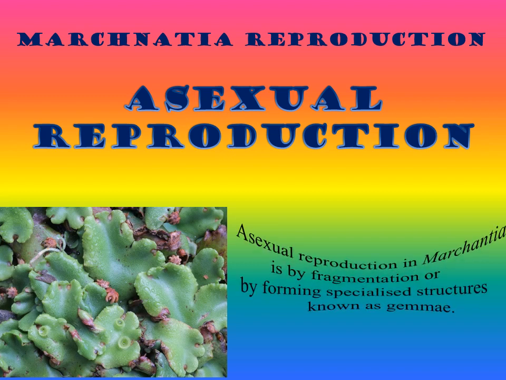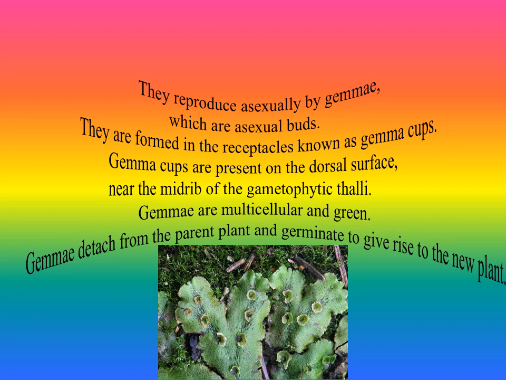So asexual reproduction in Marchantia is by fragmentation or by forming a specialized structure known as gemma. They reproduce asexually by gemma, which are asexual buds. They are formed in the receptacle known as gemma cups. You can see this in the diagram. Gemma cups are present on the dorsal surface near the midrib of the gametophytic thalli. Gemmae are multicellular and green in color. Gemmae detach from the parent plant and germinate to give rise to the new plant body.